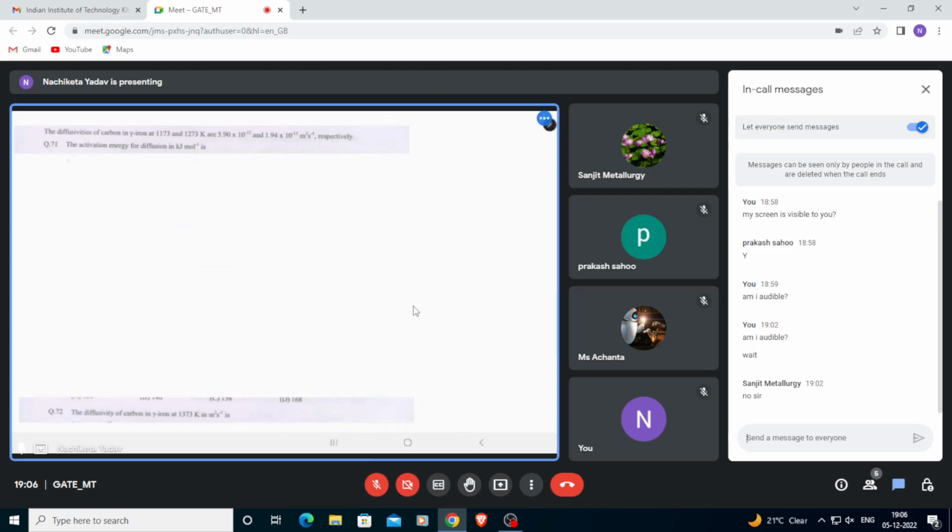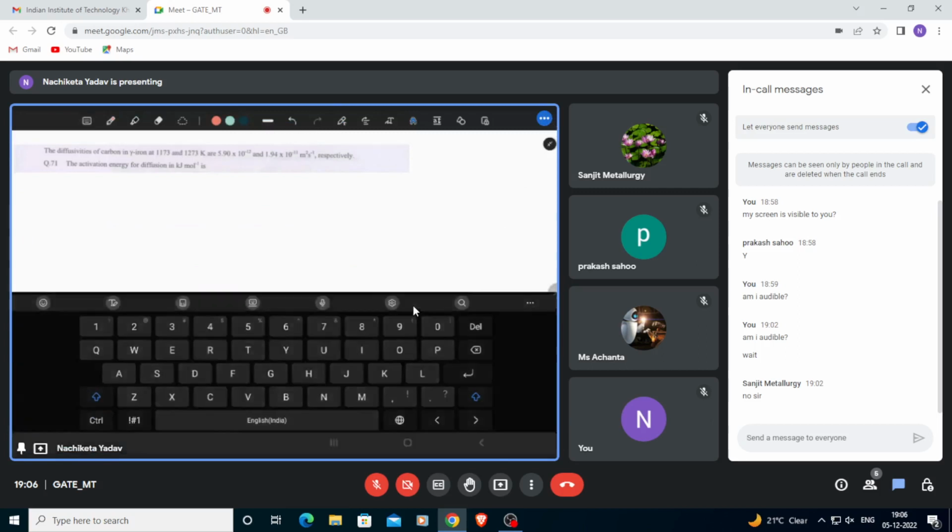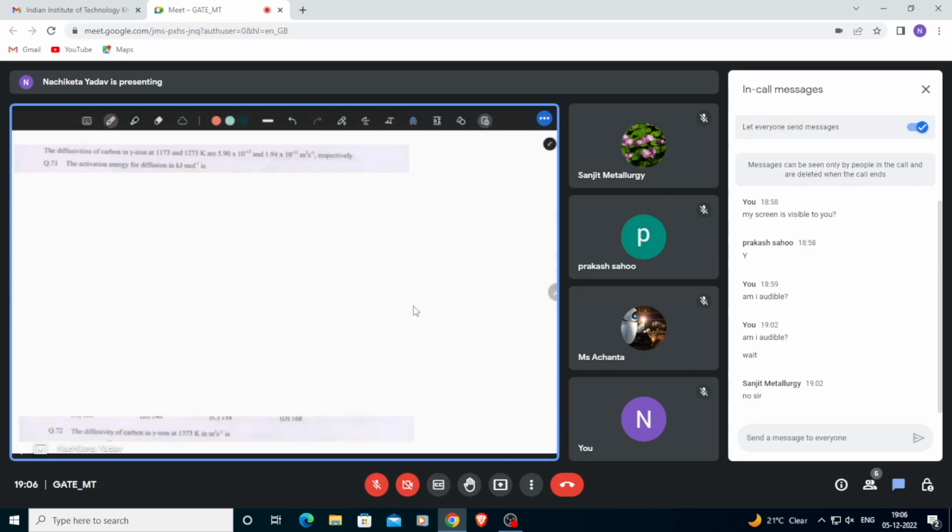We know this equation: D equal to D0 exponential minus EQ by RT, where EQ is activation energy in joule per mole, T is our temperature, it is supposed to be in Kelvin if we are writing SI units, R is in joule per mole Kelvin, and D is in meter square per second. So can you solve what is the activation energy?